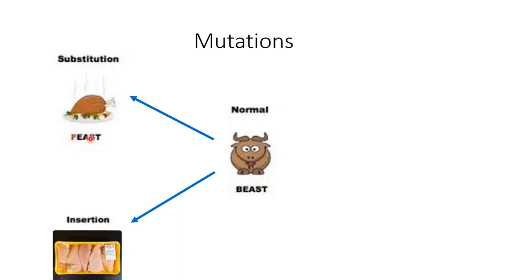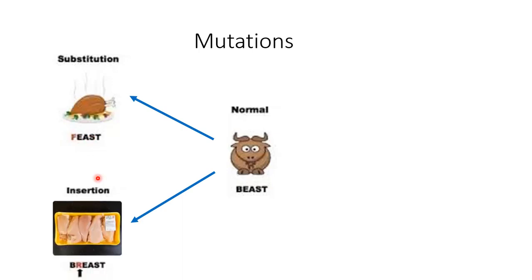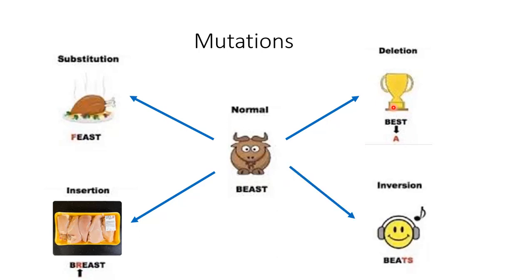If we have an insertion, you're going to get something completely different, all right? Instead of having a beast, you're going to have a breast, right? If we have a deletion, you're going to get something completely different, right? Because it's going to shift everything over. So instead of having a beast, you have the best, right? Because something was lost. And then the one we didn't go over was an inversion where they can switch around. So instead of having a beast, we have beats. So these are mutations.